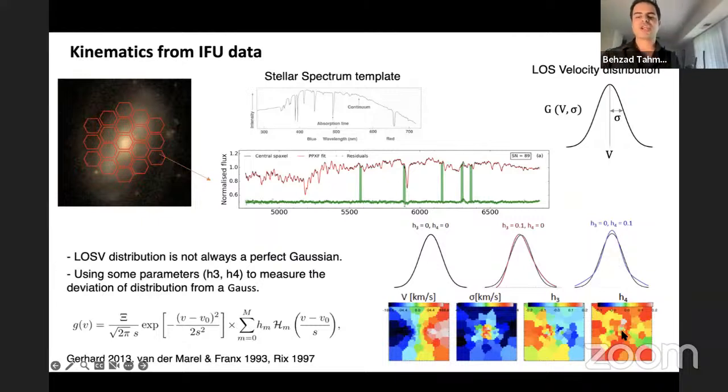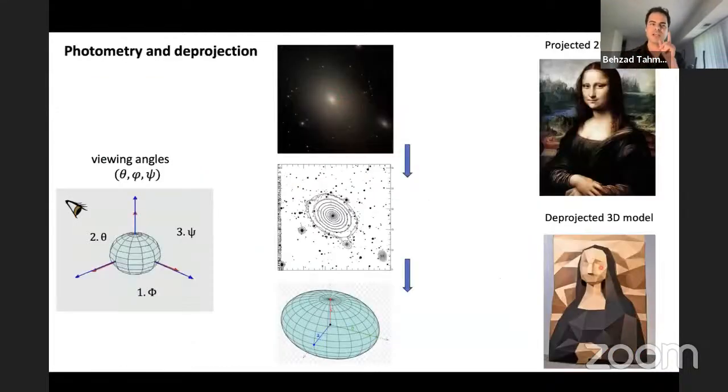These are important signatures. For example, H3 usually has an anti-correlation with the line of sight velocity when there is rotation. And when we have a black hole, we can also see the signature of the black hole in the H4 map. So getting values like H3 and H4 as higher moment velocities is very essential in constraining the black hole in our dynamical modeling approach to get a precise measurement. The second data set that we use is photometry, the image of the galaxy.